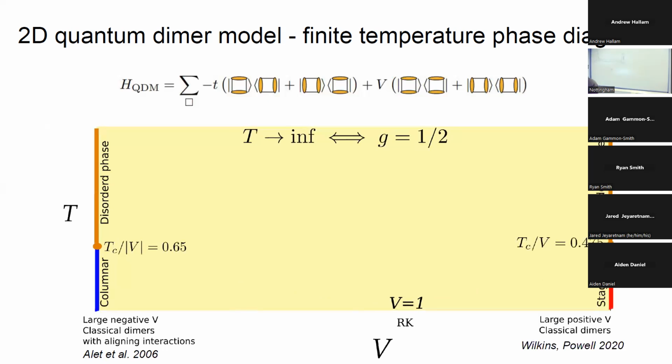A staggered phase consists of dimer configurations where there are no parallel dimers. This can be constructed by having dimers staggered relative to each other in two adjacent lines of the square lattice.